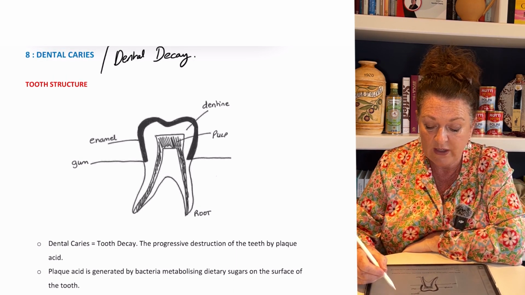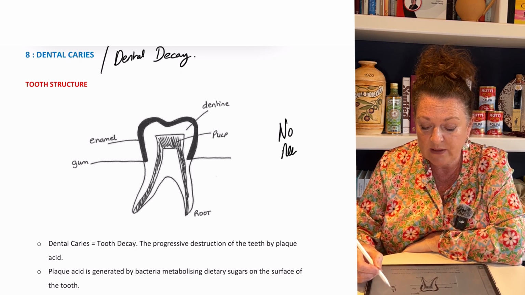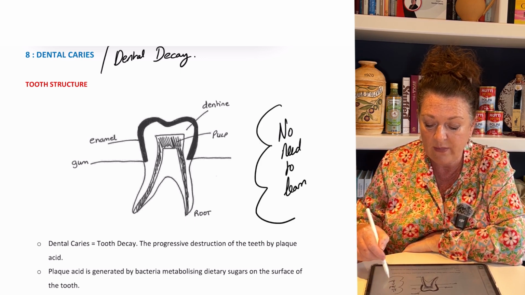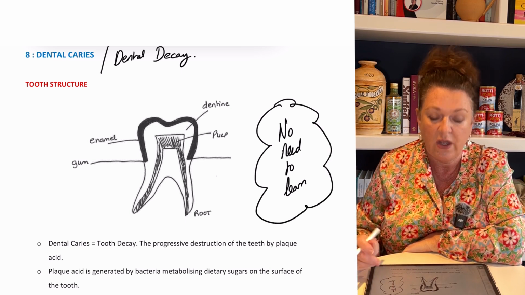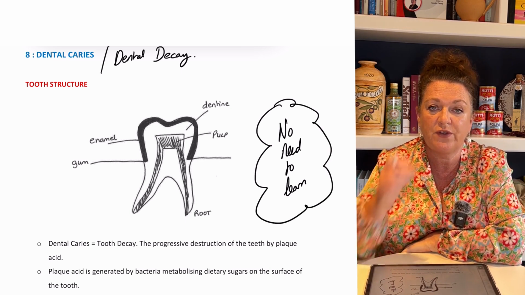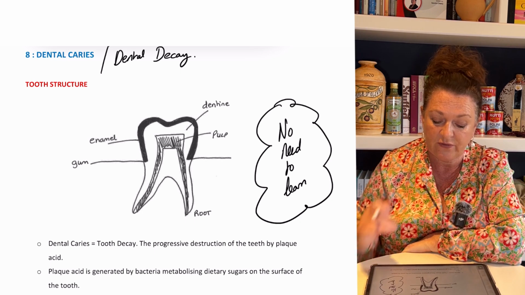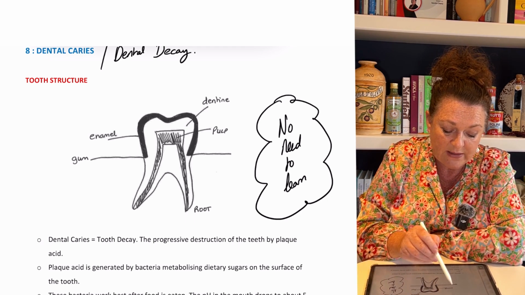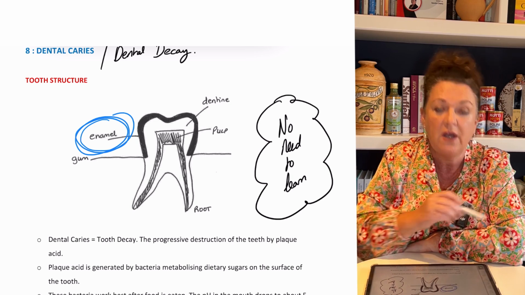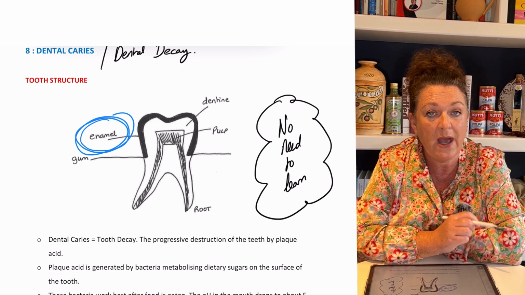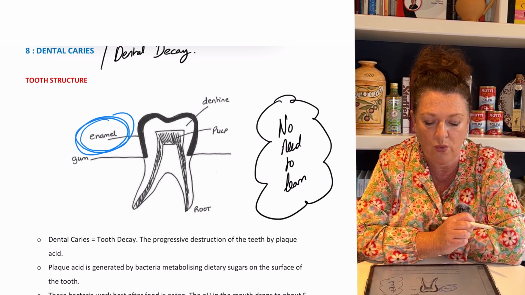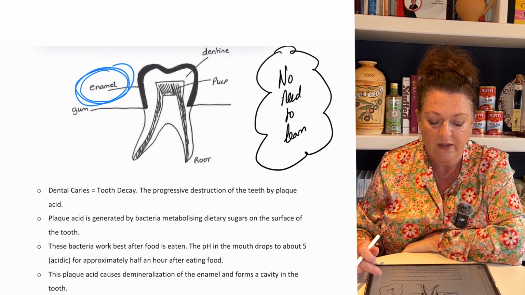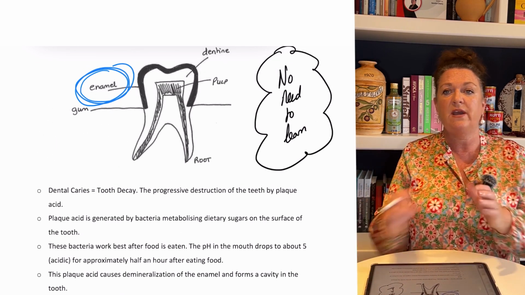Now, first of all, can I say to you, there's absolutely no need to learn the diagram of the tooth. I just put it in here so that we're aware on the surface of the tooth we have this enamel here, and enamel is considered to be the hardest substance in the body. Enamel is even harder than bone. So how do dental caries come about, or dental decay?